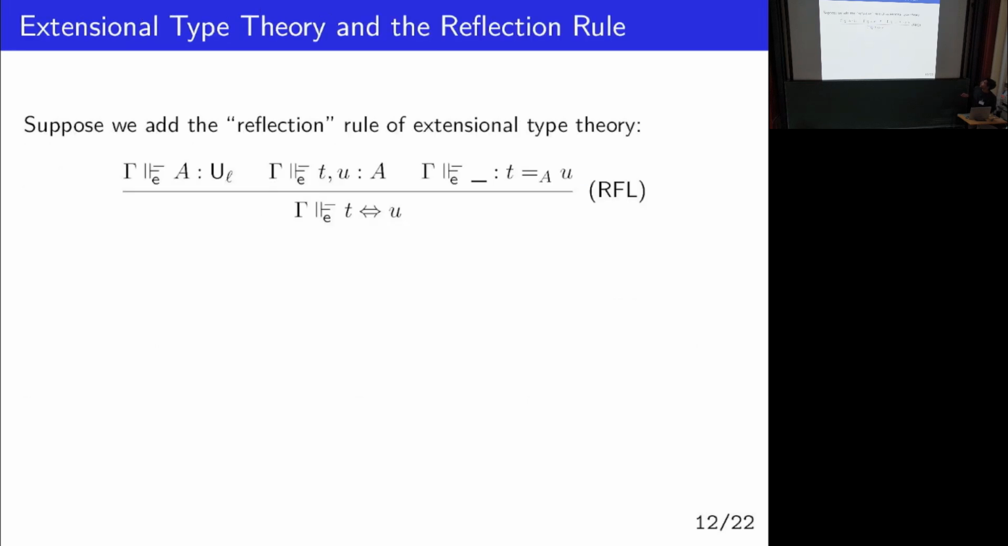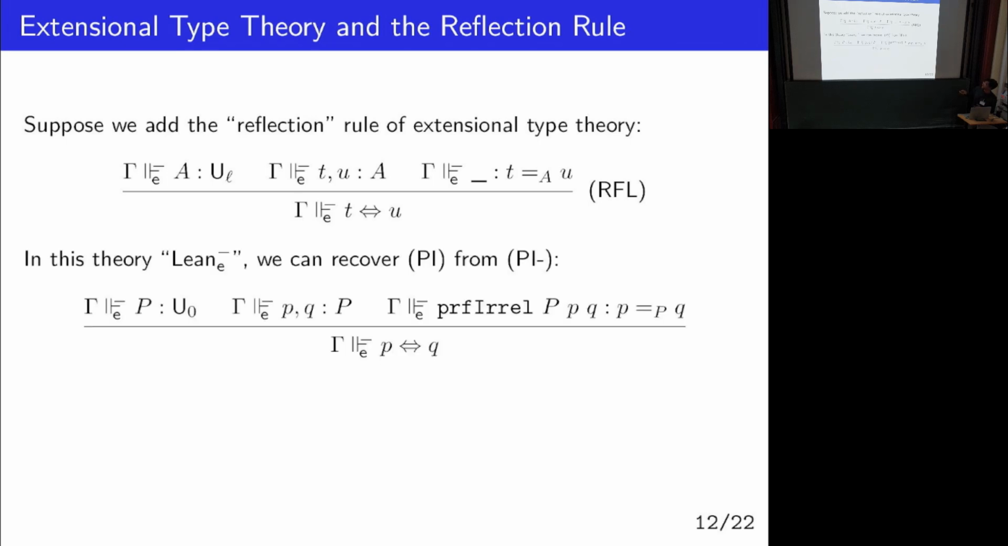Okay, so we can think about this reflection rule from extensional type theory. What this rule does is, given a propositional equality between any two terms, it lets you have a definitional equality between those two terms.